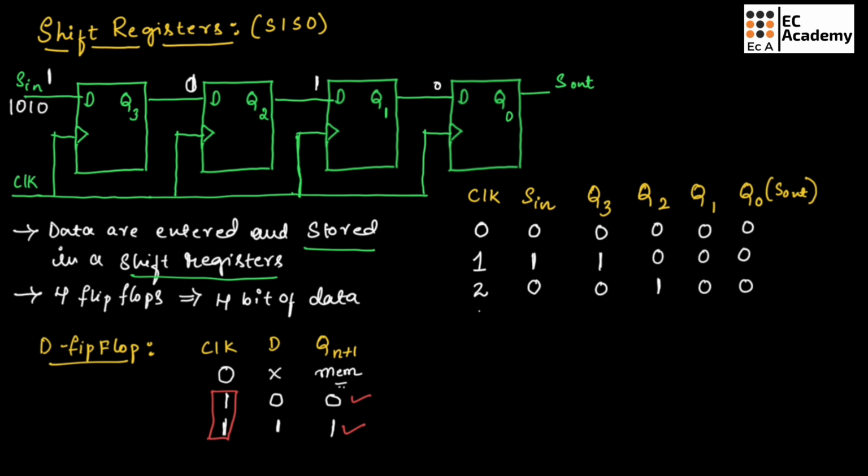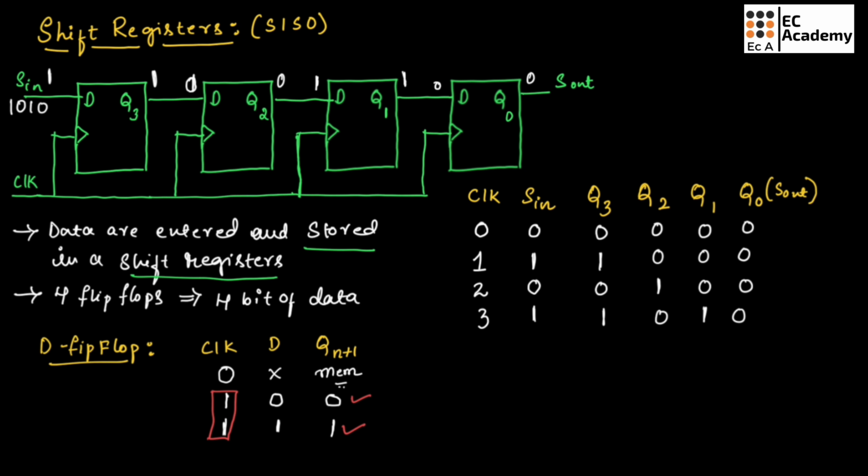And let us apply the next clock pulse, which is 3. Serial input is 1. Now due to this input, output of first flip-flop will be 1. Due to this 0, output of second flip-flop will be 0. Due to 1, output of third flip-flop will be 1. And due to 0, output of fourth flip-flop will be 0. So the output will be 1, 0, 1, 0.